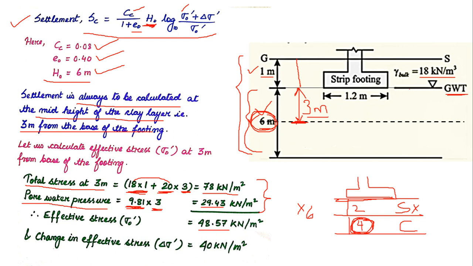Now the next term I need to know is del sigma dash. Del sigma dash is the change in effective stress. When will there be a change in effective stress? When the footing is constructed, right? When the footing is constructed, the question says that the effective stress generated is 40 kilonewton per meter square. So I have written the change in effective stress, del sigma dash, is 40 kilonewton per meter square. So you see, I now know all the parameters required in the formula, and I can easily calculate the settlement.